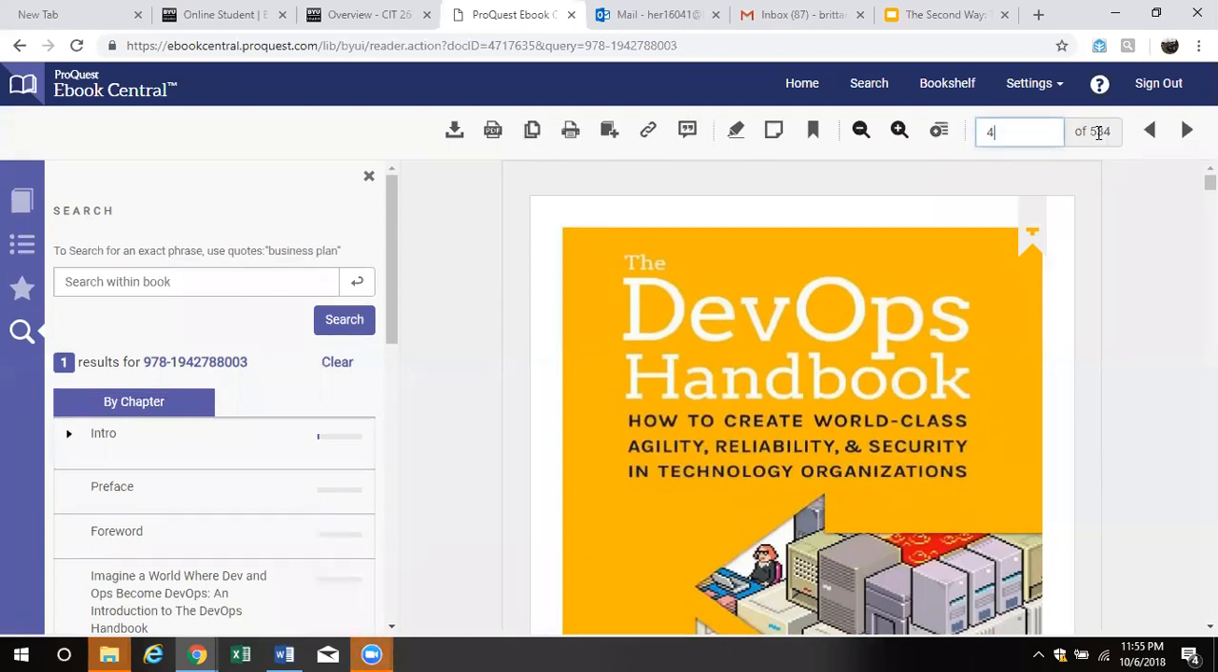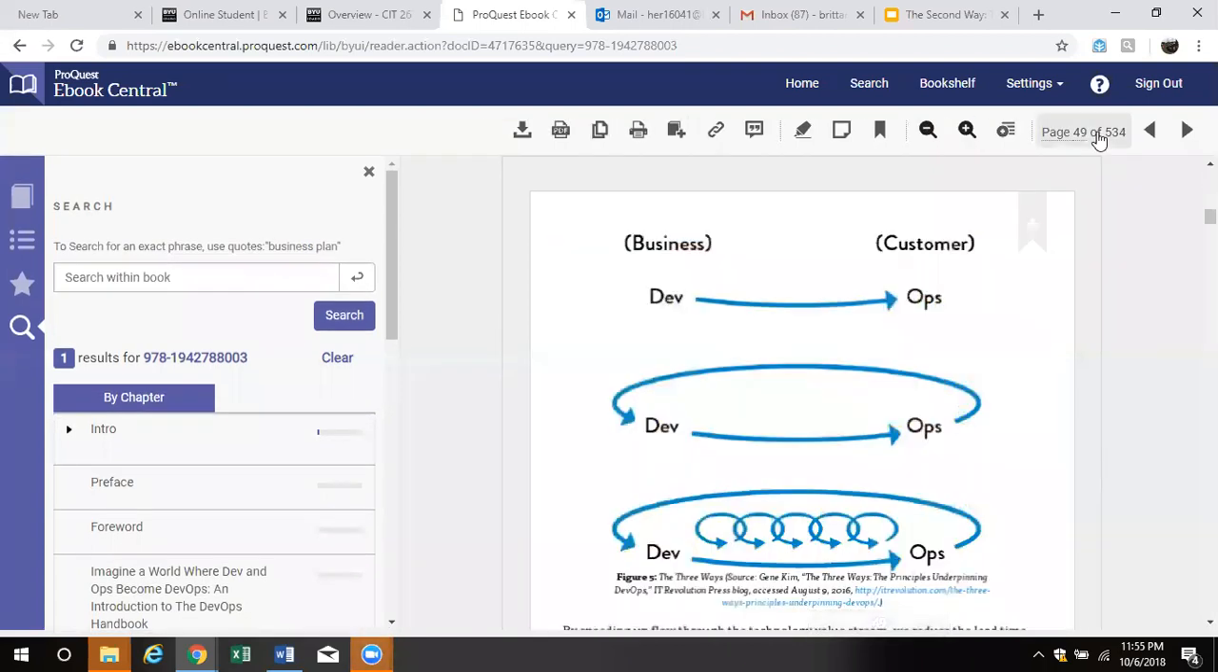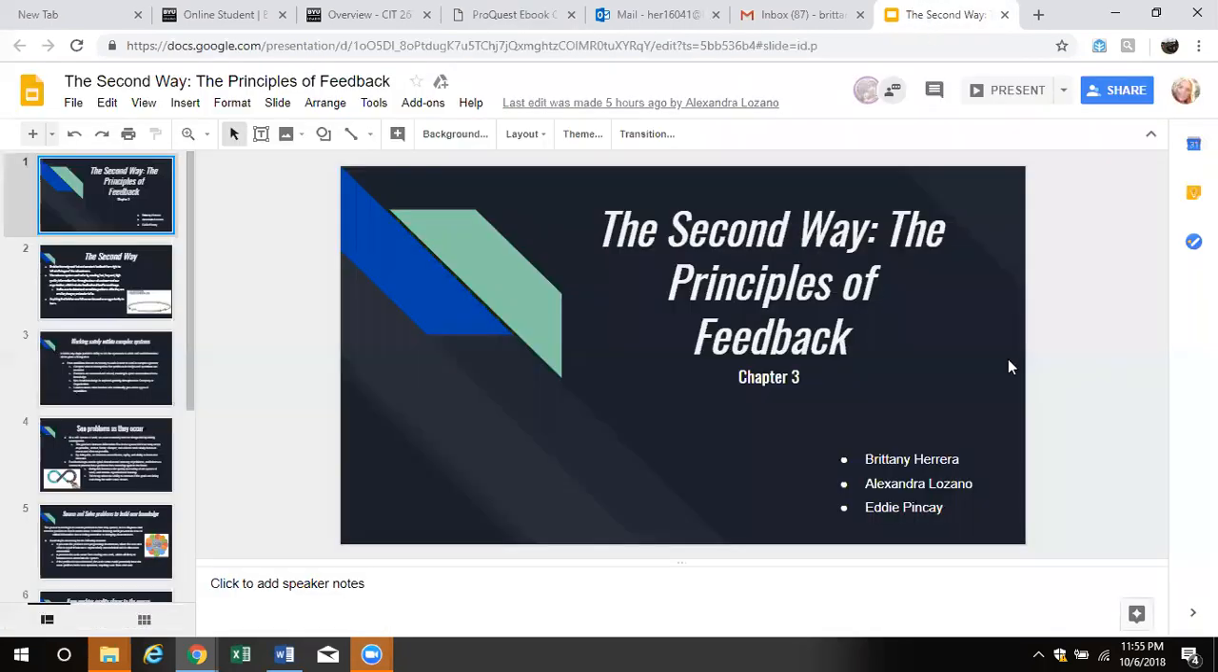You may remember last week we saw this graphic, and this week we're going to be going over the second way. And our group is Brittany Herrera, Alexandra Lozano, and Eddie Pincay.